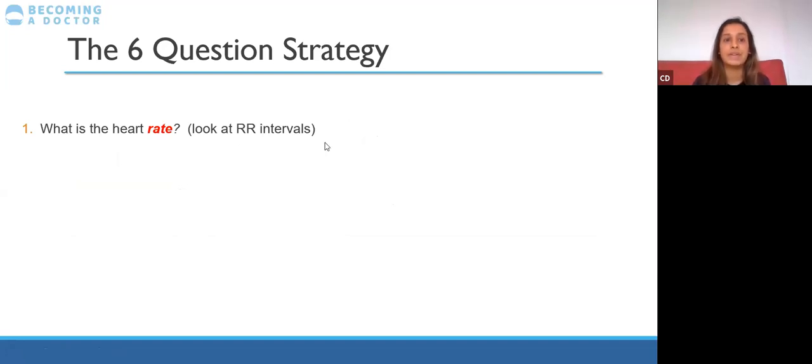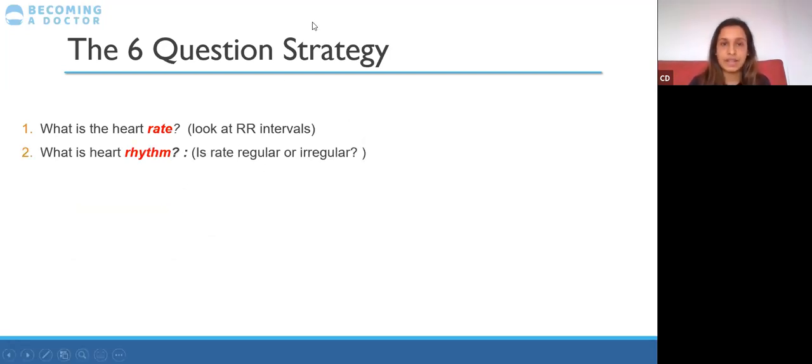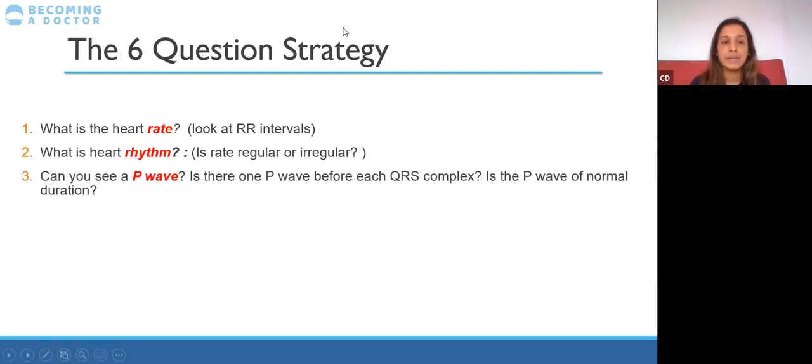So first of all, you're going to ask yourself, what is the heart rate? You can look at the RR intervals, but there are other ways of calculating rate, which I will mention. Then you're going to ask yourself, what is the heart rhythm? Is it regular or is it irregular? And then you're going to ask yourself whether you can see a P wave, and is there one P wave before each QRS complex? And is that P wave of normal duration and also normal shape and morphology, as we mentioned before?